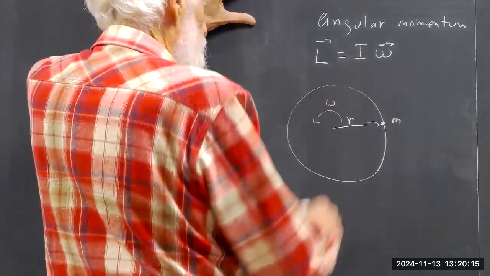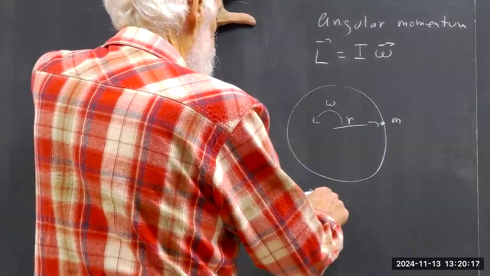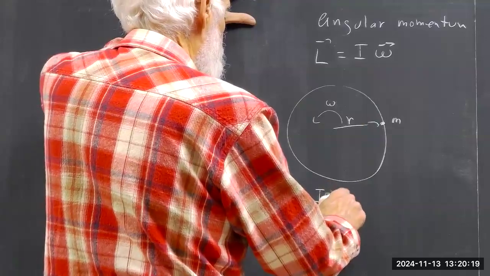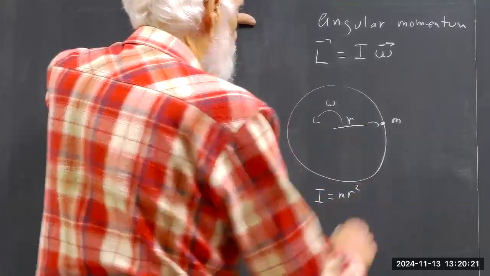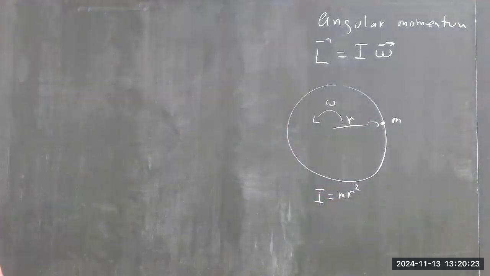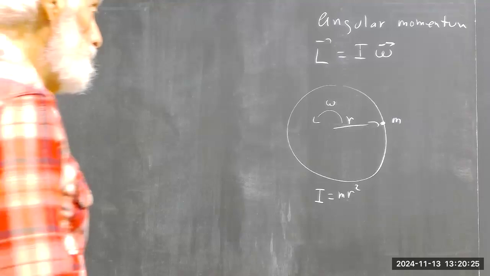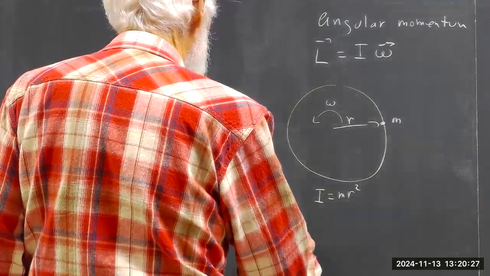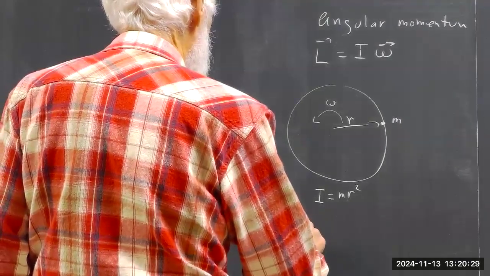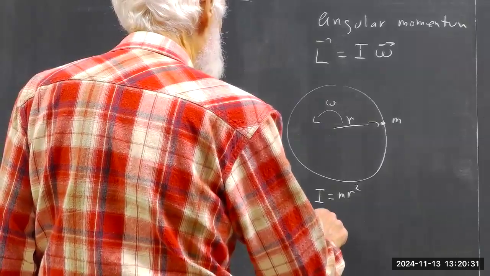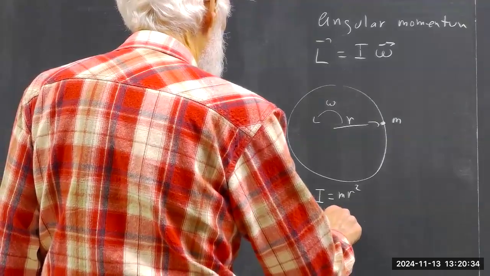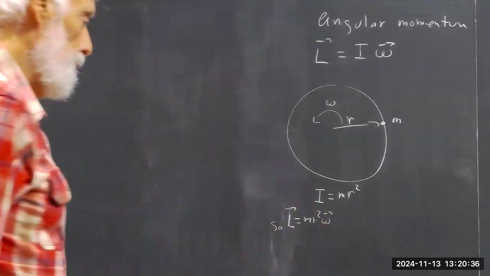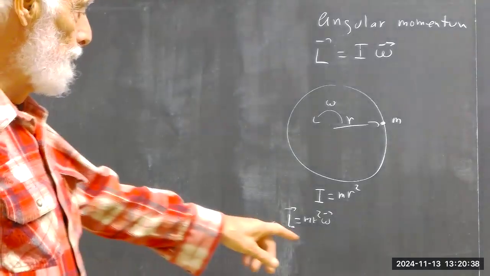Then what's the angular momentum? Well, I equals mr squared. The angular momentum is mr squared omega.